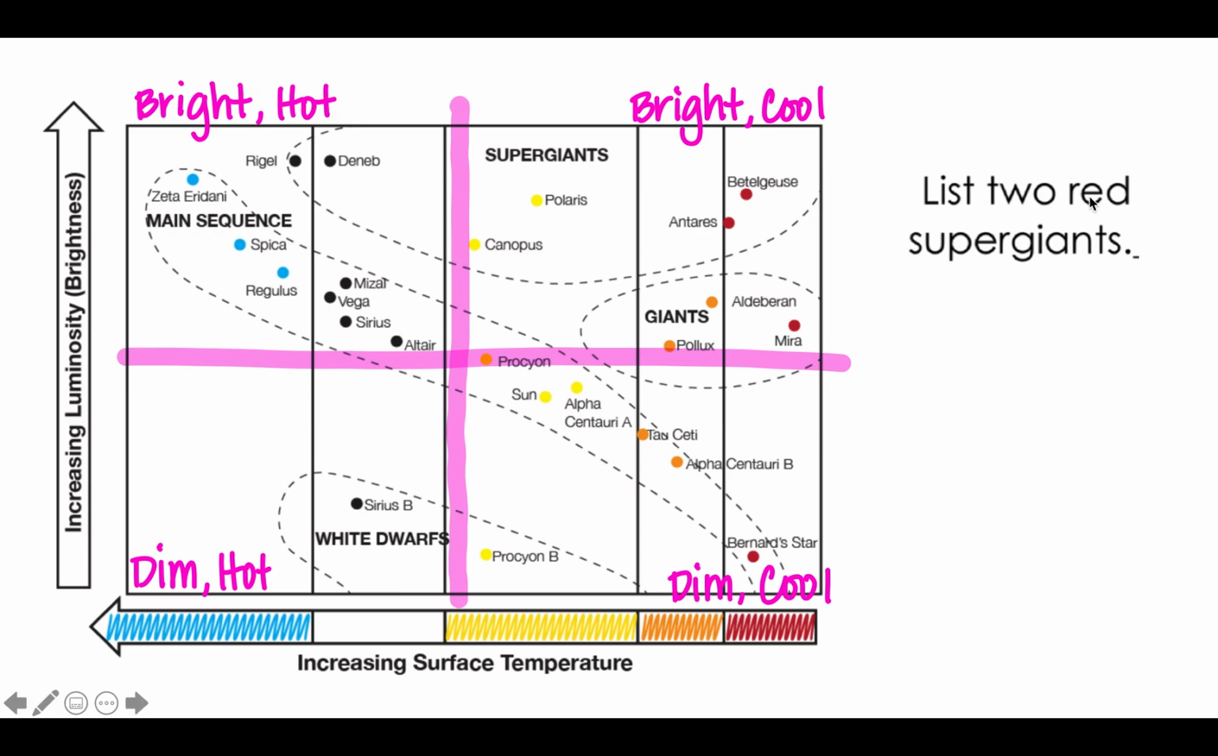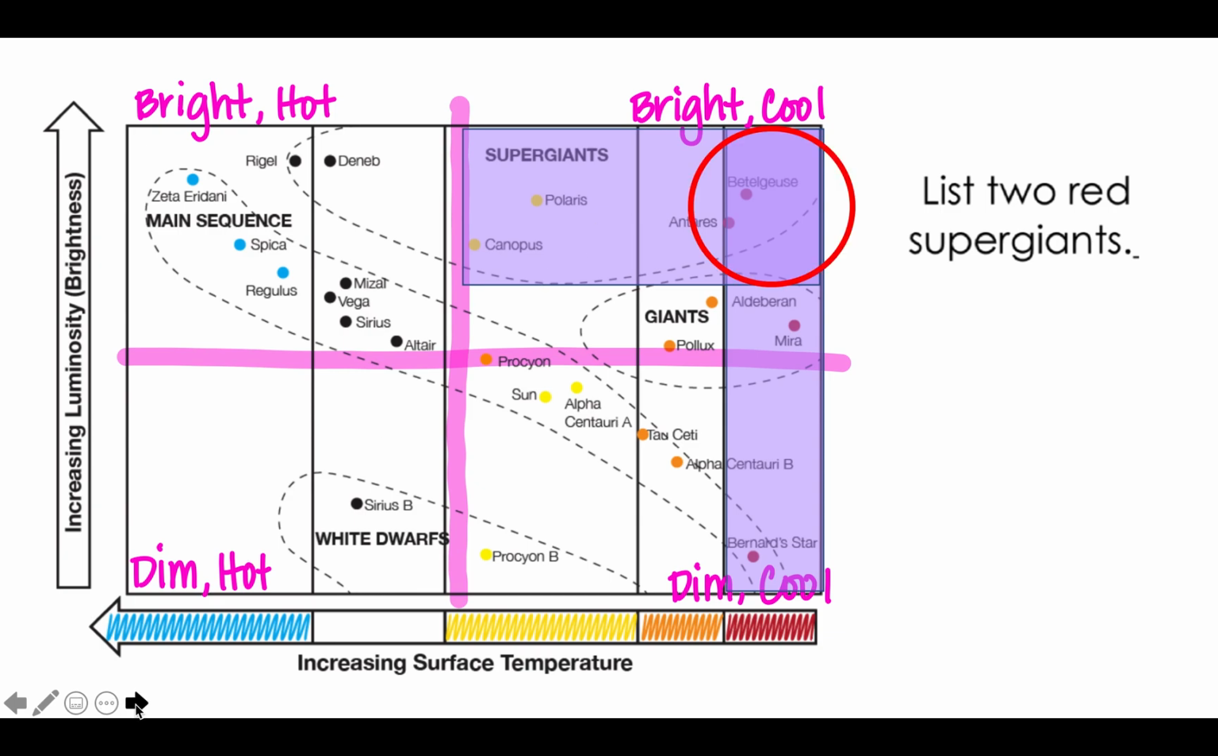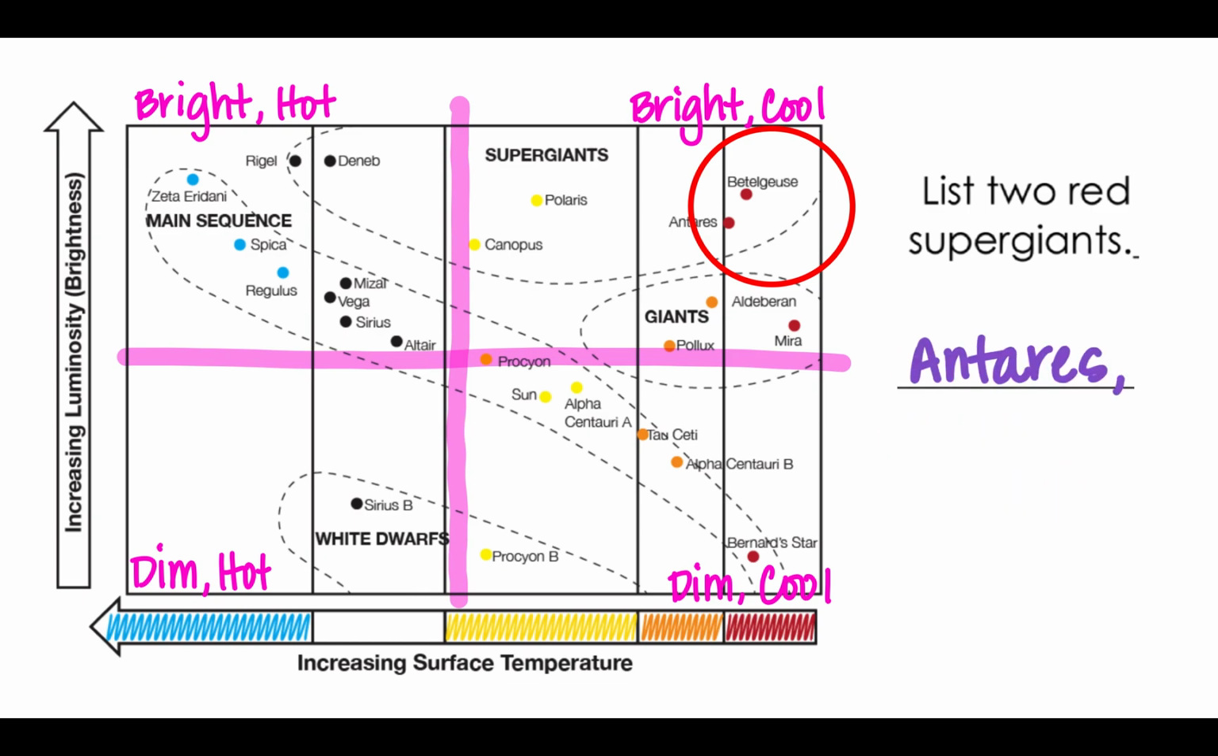List 2 red supergiants. So the first thing I'm going to do is find where the red stars are. That's going to be in this section, the red stars. I'm also going to find where the supergiants are. That's going to be in this section up here. So where these 2 shaded areas meet here is where we're going to find our answers. List 2 red supergiants. The first one that we see is Antares, and the second one that we see is Betelgeuse. Yes, there is a star named Betelgeuse.